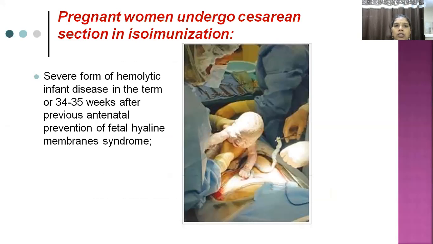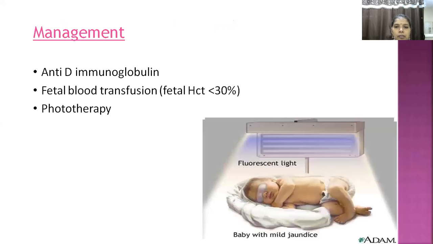Pregnant women undergo cesarean section in ICSI immunization. Severe form of hemolytic disease of the infant, at term or at 34 to 35 weeks after previous antenatal complications. Prevention of fetal hyaline membrane syndrome. Management: anti-D immunoglobulin, fetal blood transfusion in case of fetal hematocrit less than 30%, and in case of mild jaundice, phototherapy.